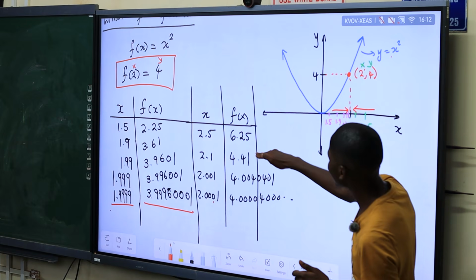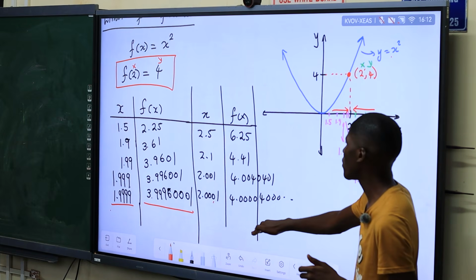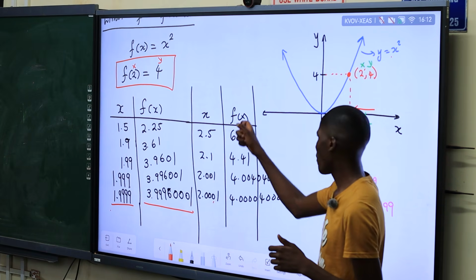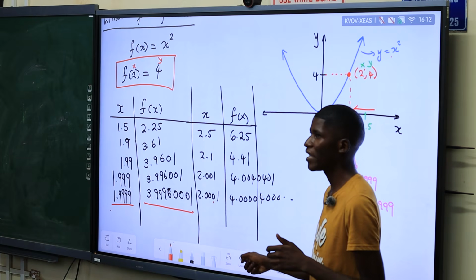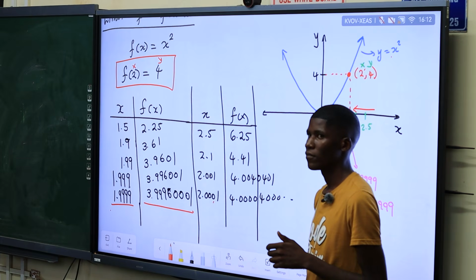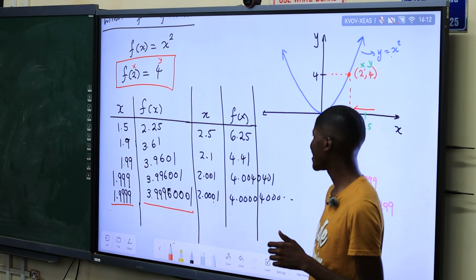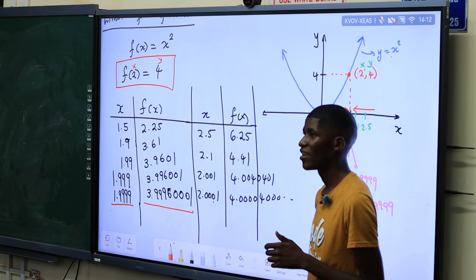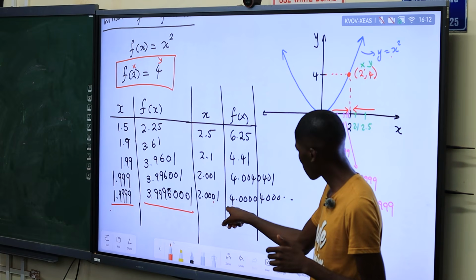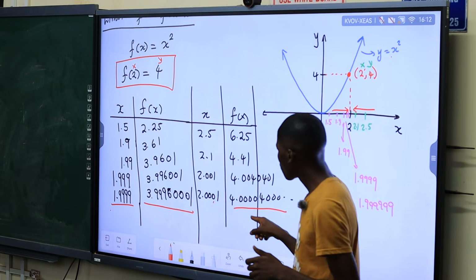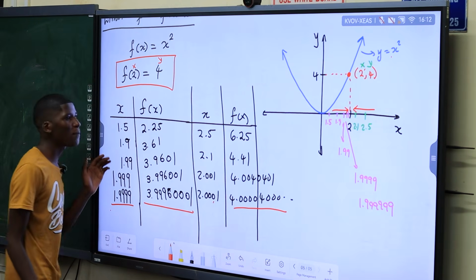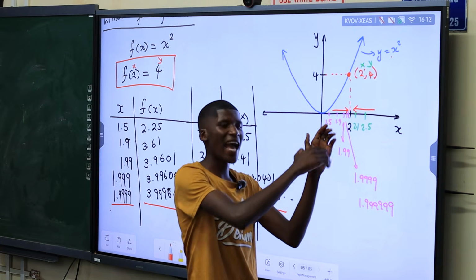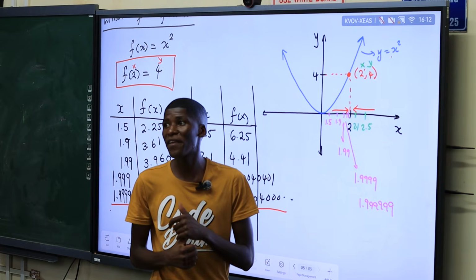Now my question is, what is the behavior of the y values as my x value approaches 2? What is their pattern of behavior? Okay, they decrease, yes, but what value do you think they are approaching? 4. Yes, they are approaching 4. So do you realize that even if I approach 2 from the left or from the right, I'm approaching the same y value.